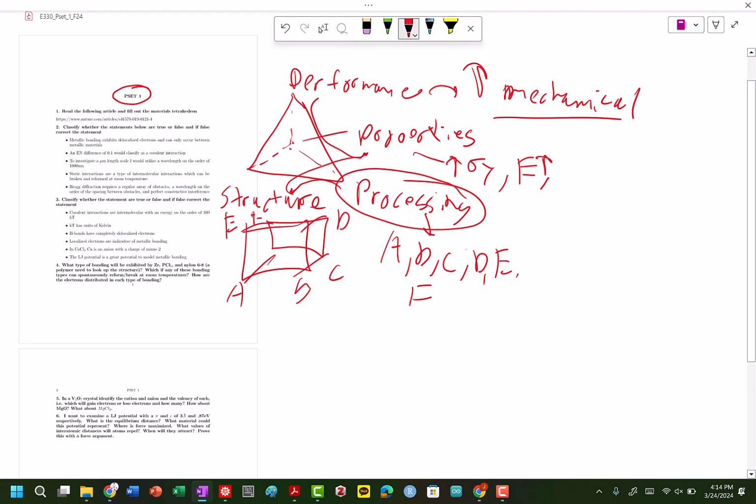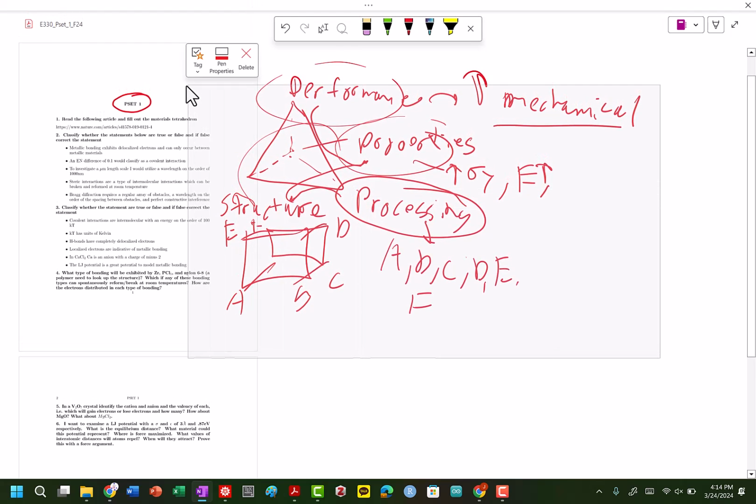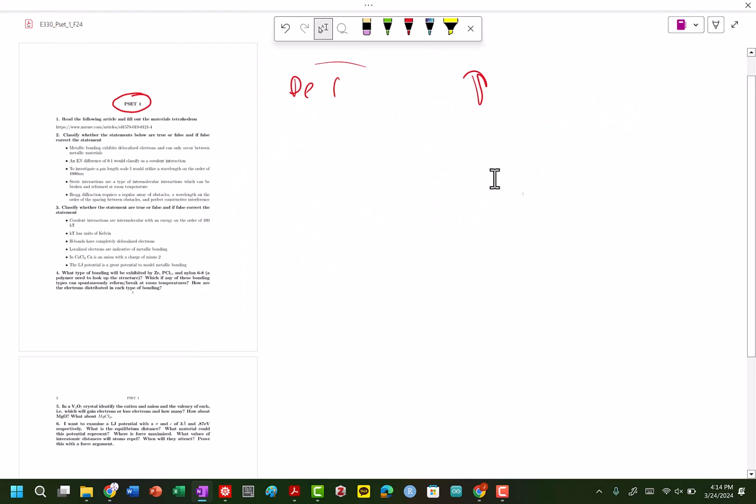Or we see a change in properties and performance, and we look at what was that structural change, the microstructure, that led to that change in properties. One of the mantras that we're going to say at the beginning of this class over and over: structure dictates properties. Structure dictates properties. And we're going to see it over and over again.